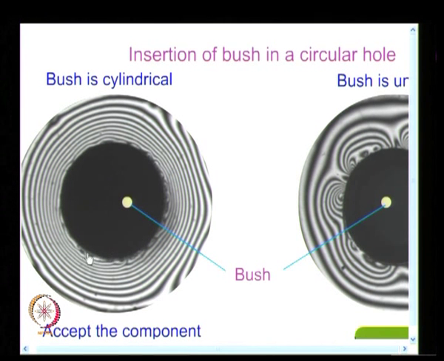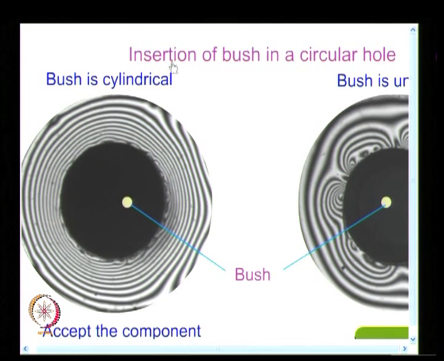and while you sketch it, you do not have to draw all these fringes, you say essentially they are concentric. And when I have a non-circular bush which has undulations which are not visible to the naked eye, when I insert it, I get this flowery pattern on the inner boundary.